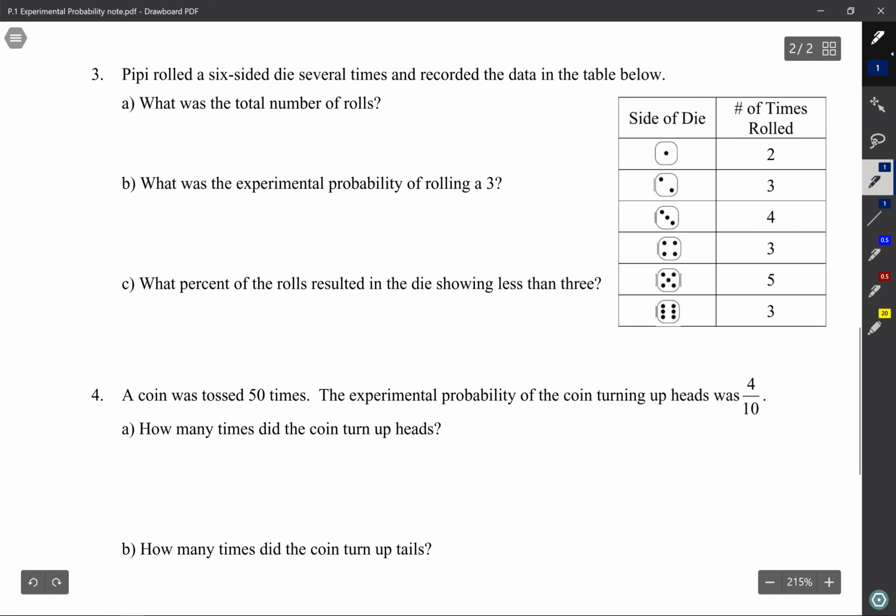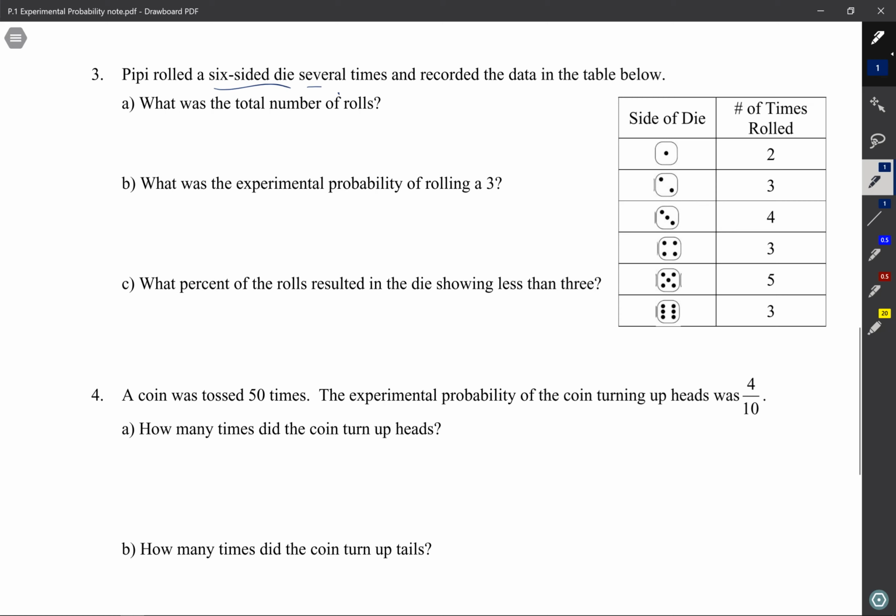Now, Pippi's rolling a 6-sided die, 6 sides, several times, and recording the data in the table below. Note, we're not told how many times, it's just several. What's the total number of rolls? We calculate that. We see our table here. In our left column, we have the side of the die. We roll a 1 or a 2 or a 3 or 4 or 5 or 6. And on the right side, we have the frequencies. That's the number of times that we roll those numbers.